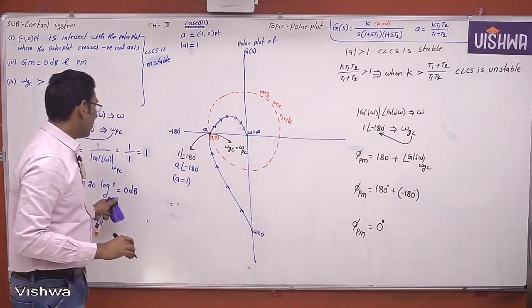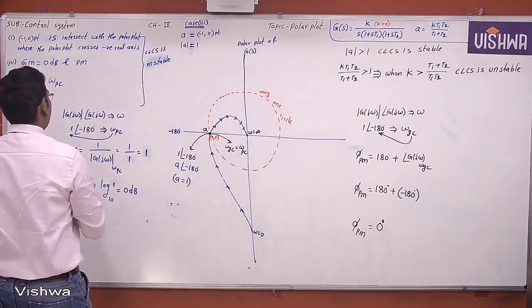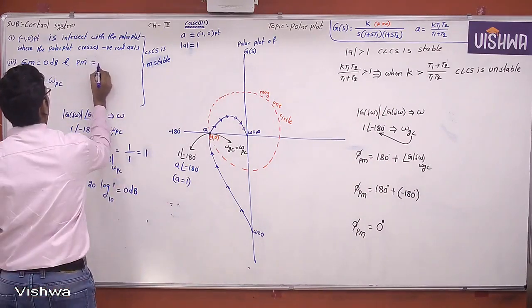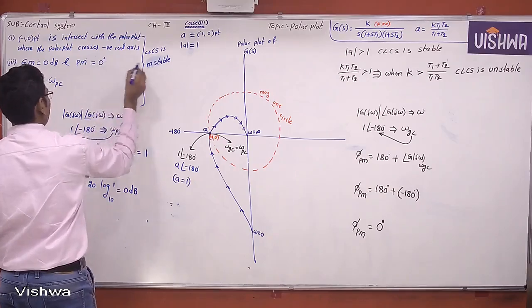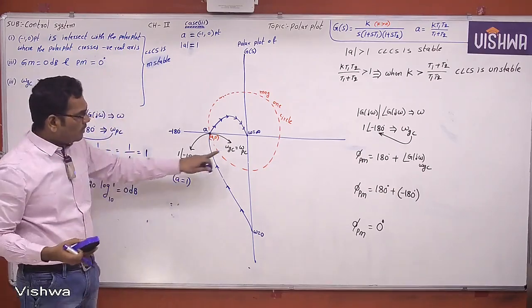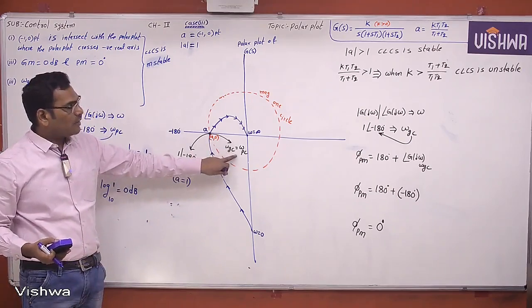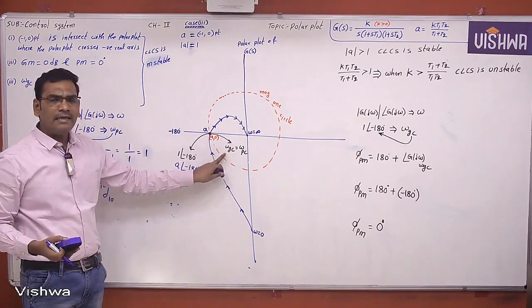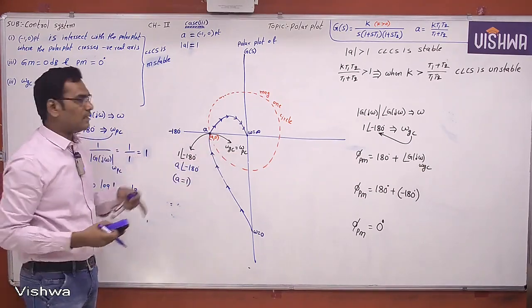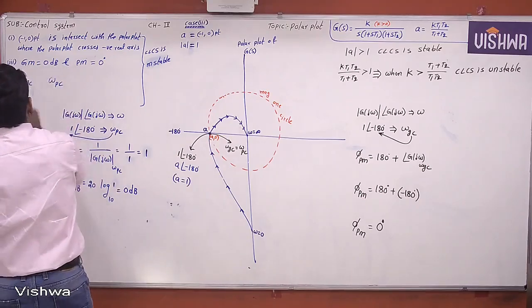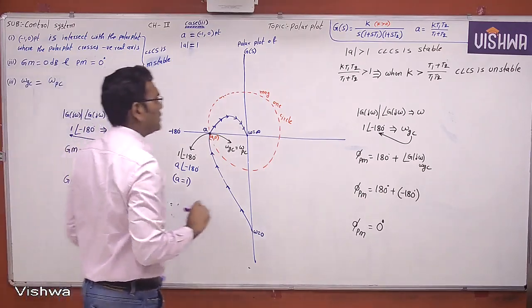Phase margin is 0 degrees and gain margin is 0 dB. Now definitely the closed loop control system is marginally stable. Not only that, what about the relation between gain cross over frequency and phase cross over frequency? The gain cross over frequency is exactly the same as the phase cross over frequency. Therefore, the closed loop control system is marginally stable.